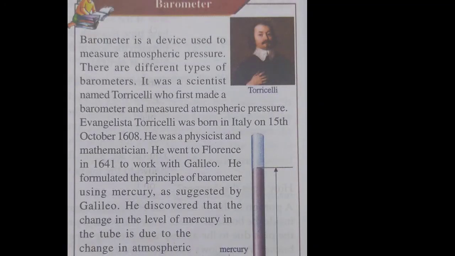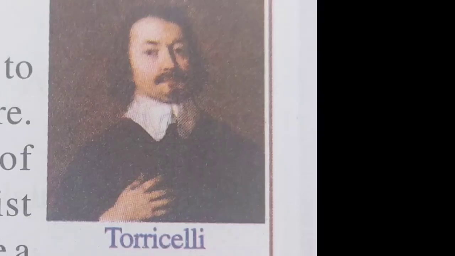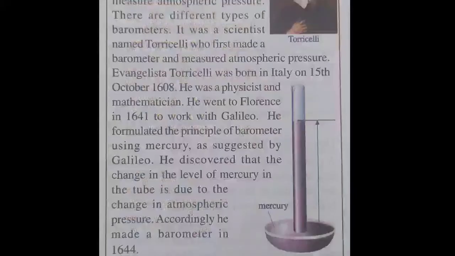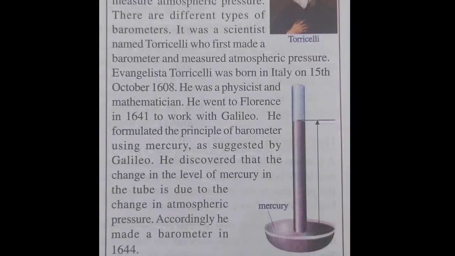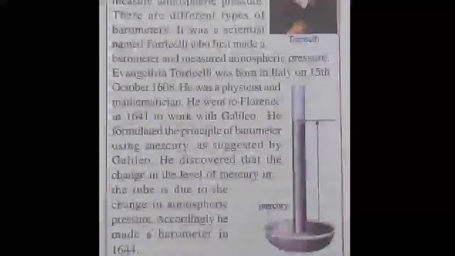There are different types of barometers. It was a scientist named Torricelli who first made a barometer and measured atmospheric pressure. Evangelista Torricelli was born in Italy on 15th October 1608. He was a physicist and mathematician. He formulated the principle of barometer using mercury. He discovered that the change in the level of mercury in the tube is due to the change in atmospheric pressure. He made a barometer in 1644.